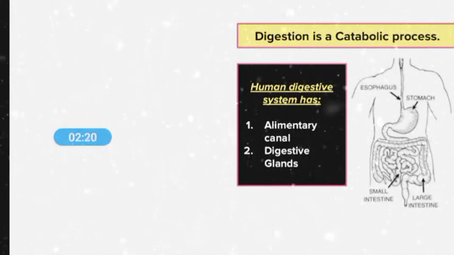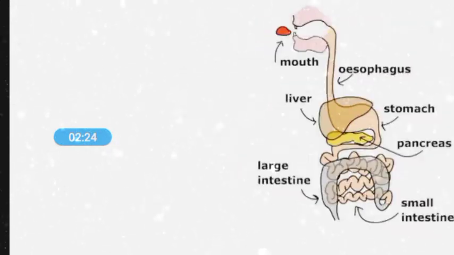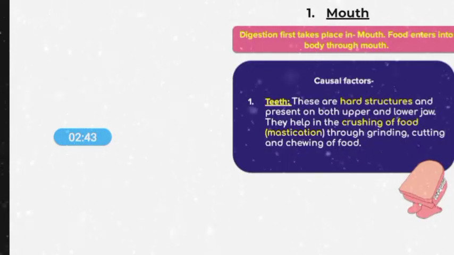The human digestive system has the alimentary canal and digestive glands. The long pipe is the esophagus, and we eat the food from the mouth. It passes through the esophagus, then enters our stomach, liver, and then pancreas, and then the small intestine, and then it moves to the large intestine. Mouth. Digestion first takes place in the mouth. Food enters into the body through the mouth.